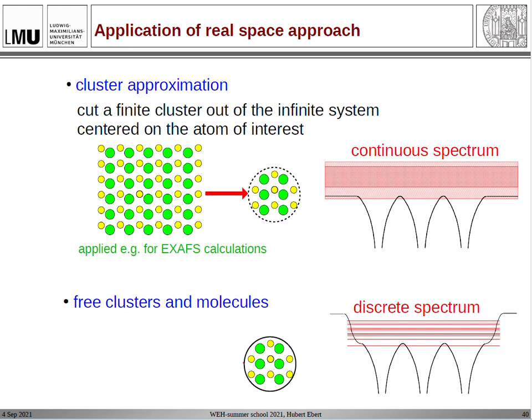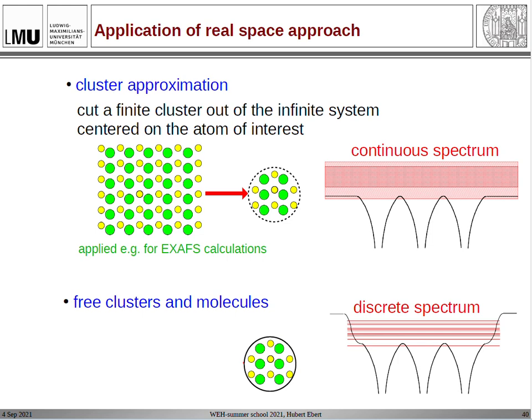So, for example, you would have a d band for a transition metal and you have sp states above and below. And as John was asking, of course, you also have to look below the muffin-tin zero concerning the energy, where there are states. So you have a spectrum that is continuous.